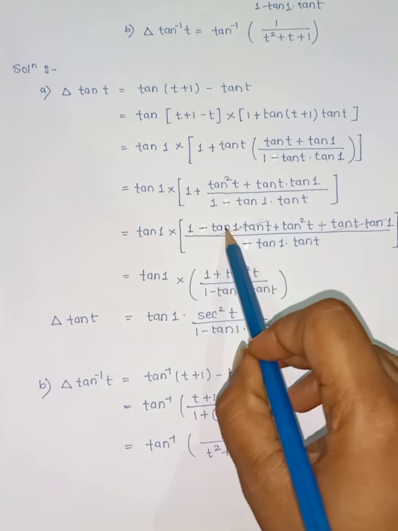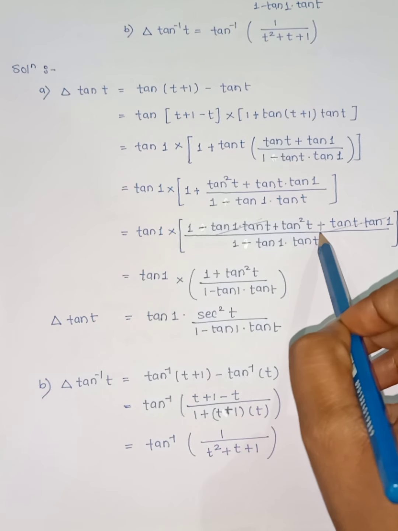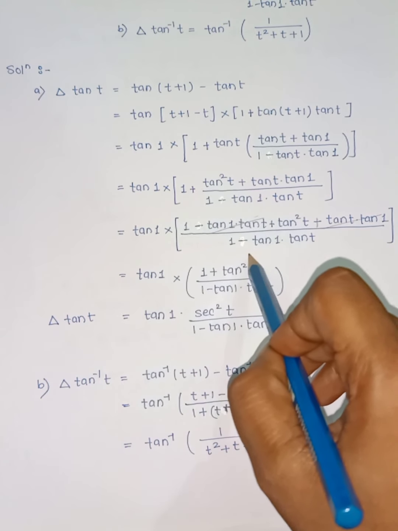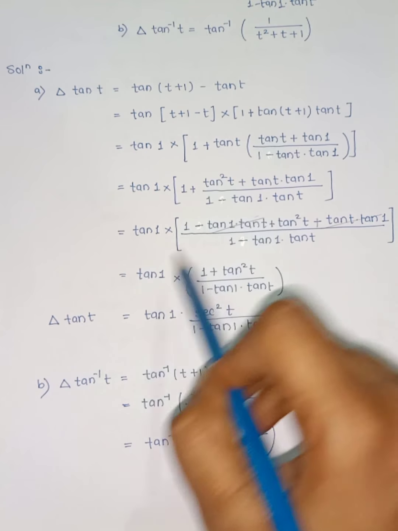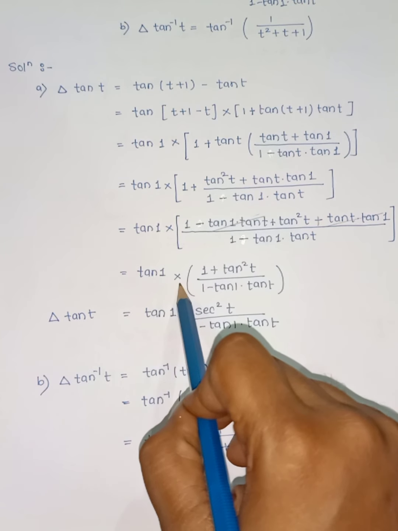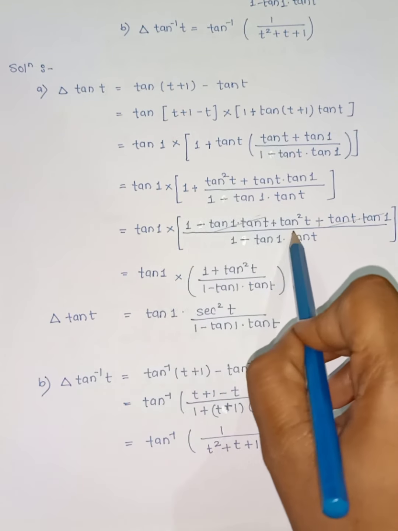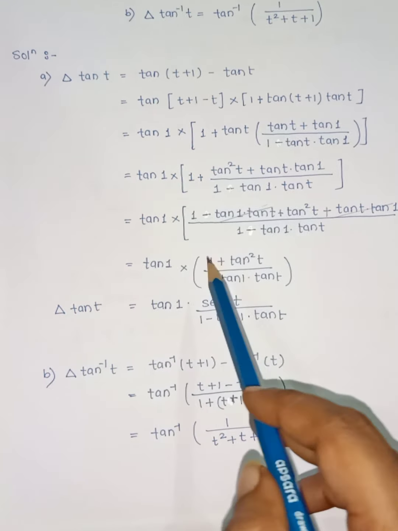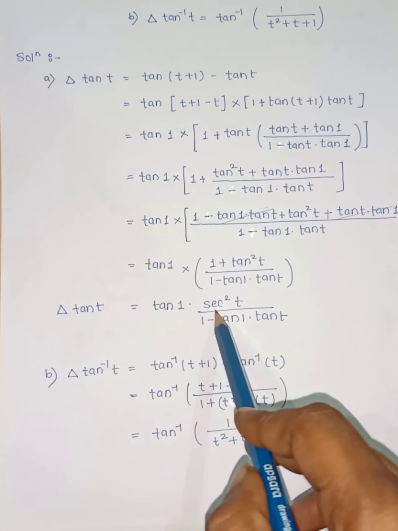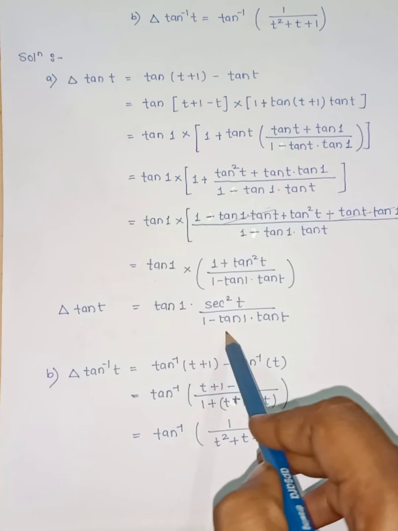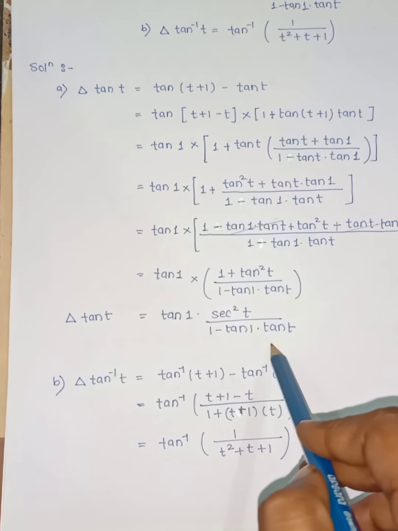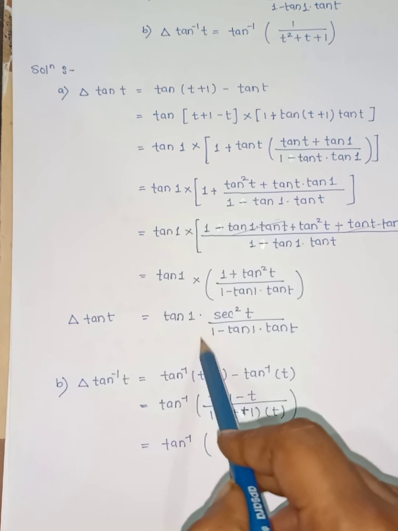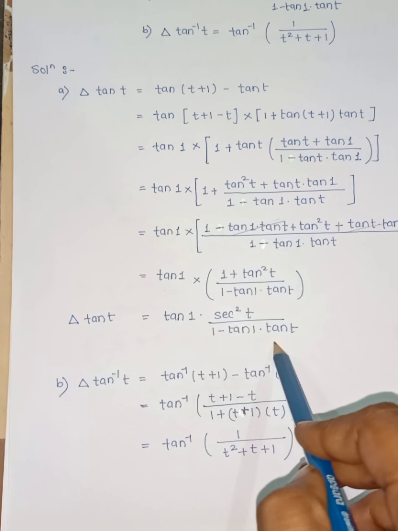We have multiplied this with this and then solved it. Okay, so 1 minus tan 1 into tan t plus tan square t plus tan t into tan 1. So this minus and this plus will get cancelled, upon 1 minus tan 1 into tan t as it is. Then it equals tan 1 into 1 plus tan square t upon 1 minus tan 1 into tan t. Then what is 1 plus tan square t? That is sec square t. So tan 1 into sec square t upon 1 minus tan 1 into tan t, and that is what we want. Okay, so delta of tan t is equal to tan 1 into sec square t upon 1 minus tan 1 into tan t.